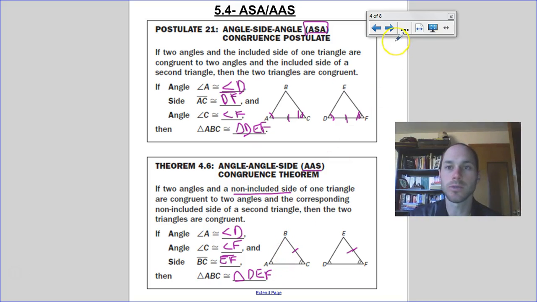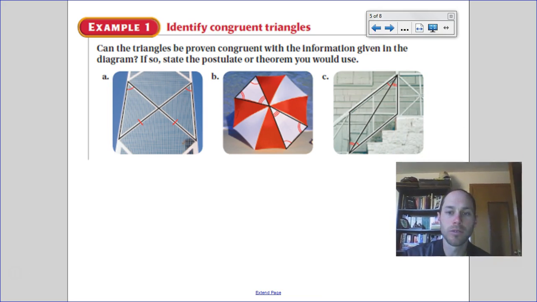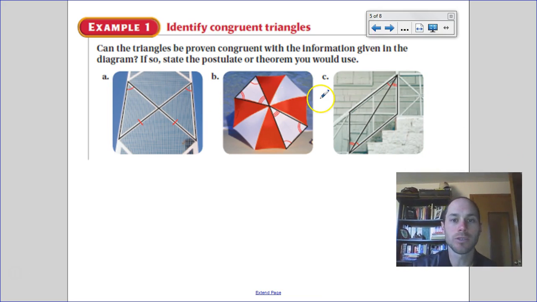Okay, so we'll use those two as we take a look at some proofs and proving triangles congruent. So take a look at these three triangles and determine if there is enough information to prove those triangles congruent. If so, state the postulate or theorem. If not, explain why not. Pause the video and start it when you're ready.